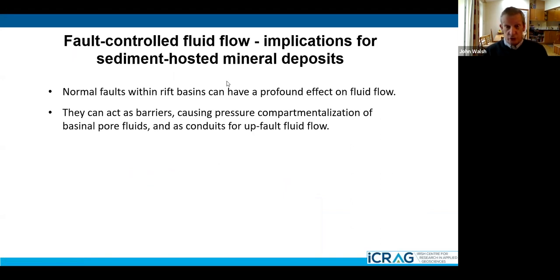So we're going to be talking about fault control, fluid flow, and sediment-hosted mineral deposits. One thing that I would like to impress is that normal faults, of course, and I'm biased, are important, and they can have a profound effect on fluid flow within basins. They show a curious sort of behavior in the sense that they can be barriers to fluid flow, and they can also be conduits to fluid flow. So they've got a little bit of a schizophrenic thing about them geologically. They can do more or less what you want them to do. And I'll be impressing the notion that a fault can be a barrier and conduit at one and the same time is perfectly plausible and tenable.